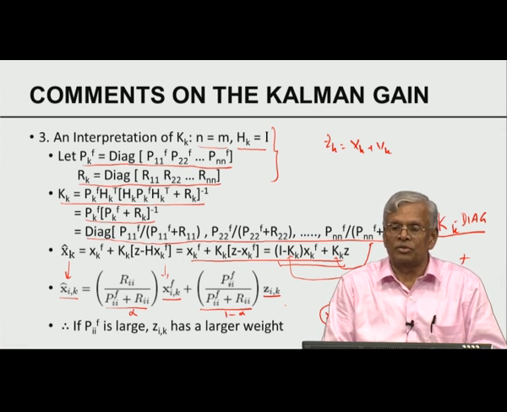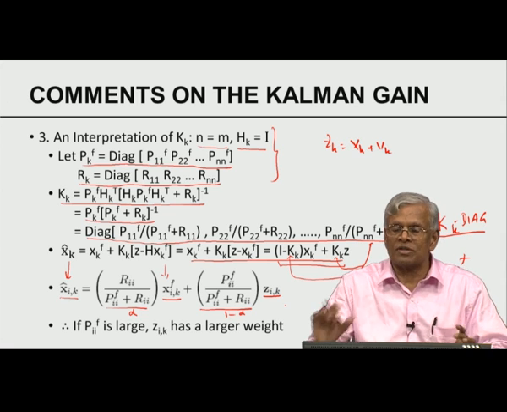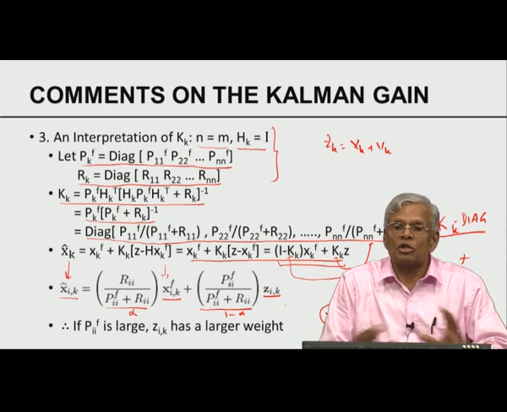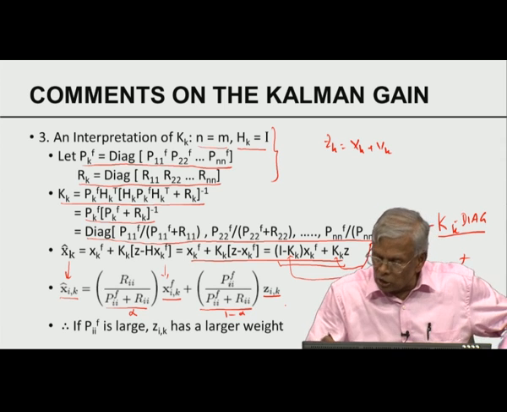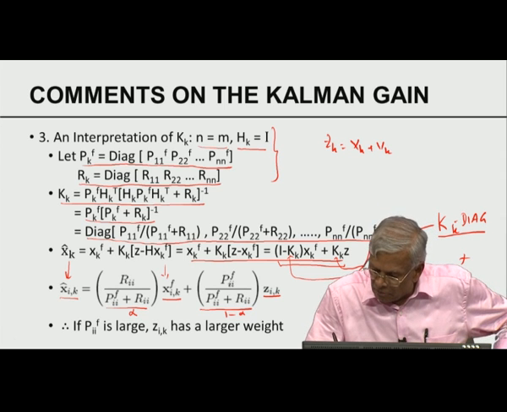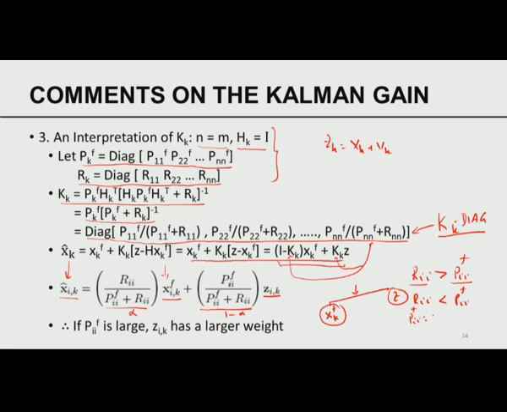Committee of what? Committee of 2. Who are the members of the committee? Forecast and the observation. But do they have the same vote? No. Under what condition they will have the same vote? When RII is equal to PIF, alpha is equal to 1 minus alpha. If alpha is equal to 1 minus alpha, alpha is half, 1 minus alpha is half, both of them have the same weight. The analysis is simply the average of the forecast and the observation.